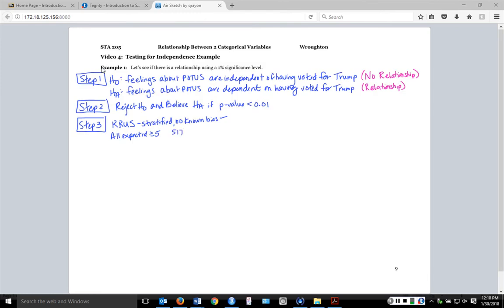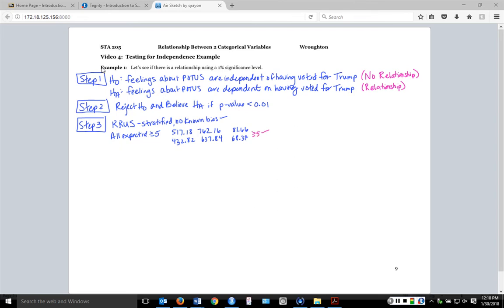So we got the 517.18, the 762.16, and our 81.66. And then in the second row we have the 432.82, the 637.84, and the 68.34. And all of those are at least 5.